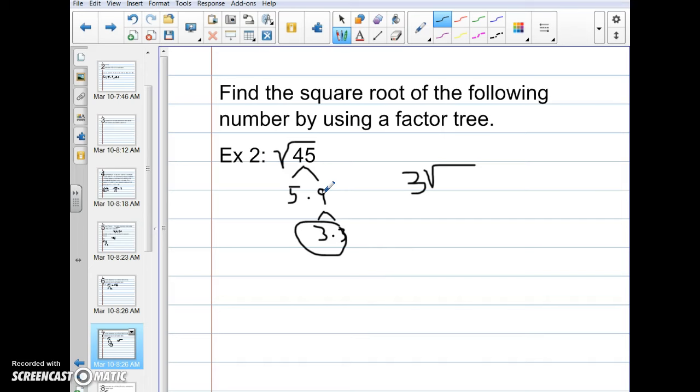Now this might be difficult to grasp at first, but we're going to have plenty of practice, hopefully today and tomorrow. Give your best shot, guys. Now this 5, there was no pair, so it stays in the square root. So what I have here is 3 square root of 5, and this is my answer for this problem.